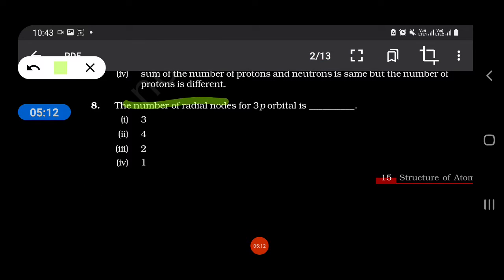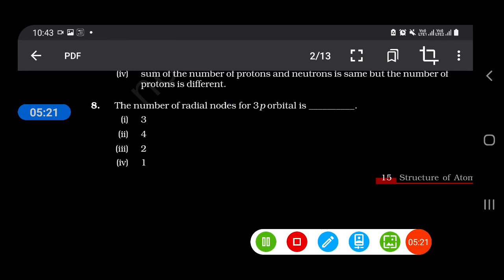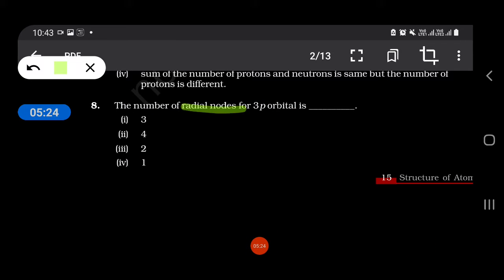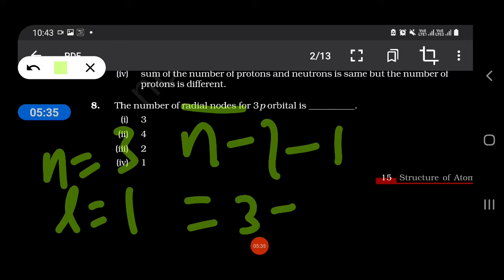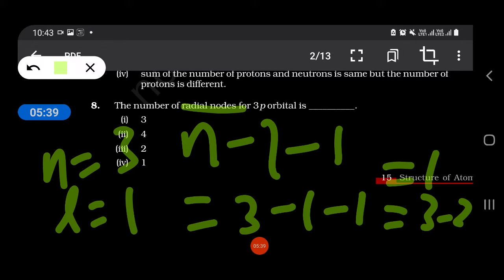The number of radial nodes in 3p orbitals are 1, because the formula of radial nodes is n minus l minus 1. So here n equal to 3, and for p orbital l equal to 1. So our radial nodes are 3 minus 1 minus 1, that is 3 minus 2 equal to 1. So our answer is 1. Okay, this one.